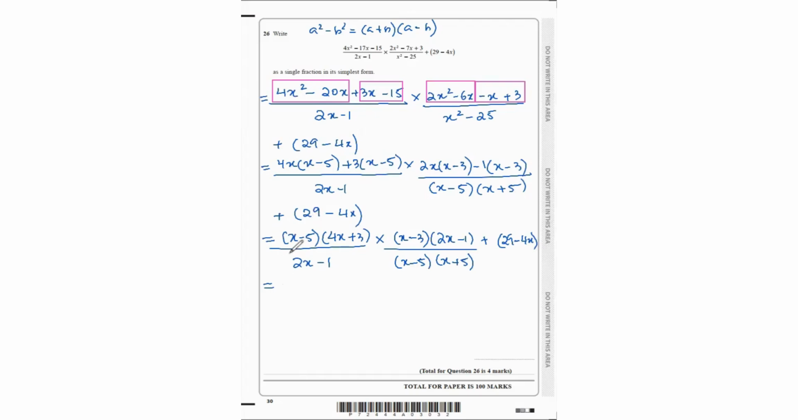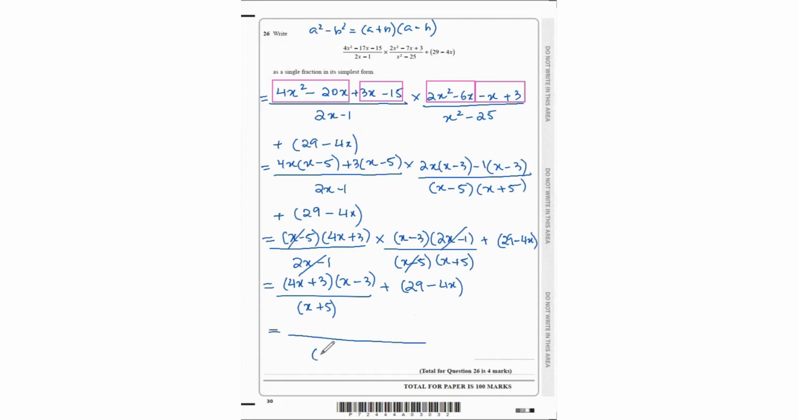Now let's simplify it. x minus 5 and x minus 5 get cancelled out. 2x minus 1 and 2x minus 1 get cancelled out. And that's it. So we have (4x plus 3) times (x minus 3) divided by (x plus 5), plus 39 minus 4x.